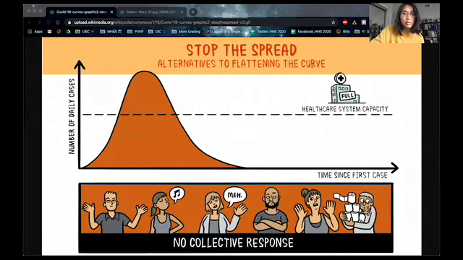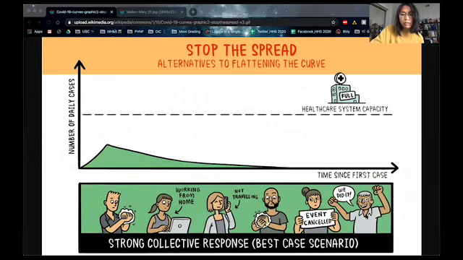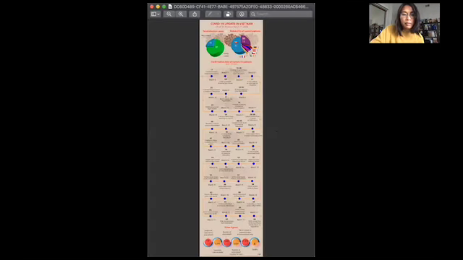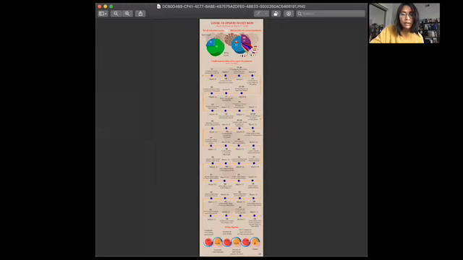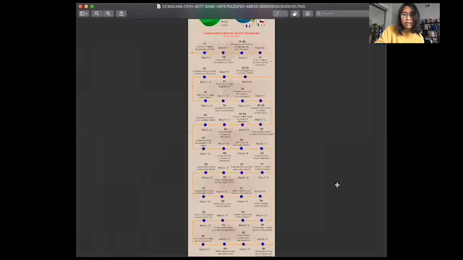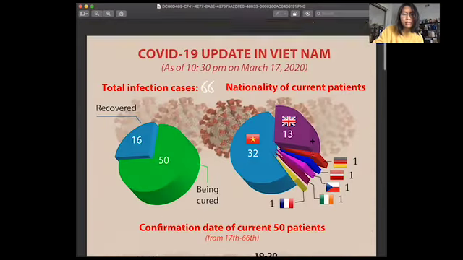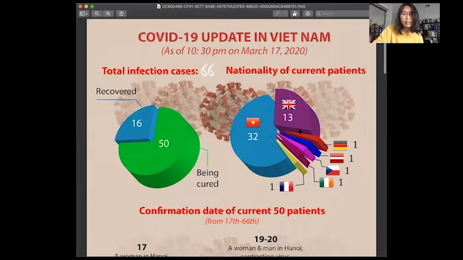Dr. Weiss sent me a very helpful document about what's happening in Vietnam, so I'm going to share that right now. Let me just zoom in. Okay, great. As of March 17th, 2020, there's a total of 66 infection cases. 16 have recovered, 50 are being cured.